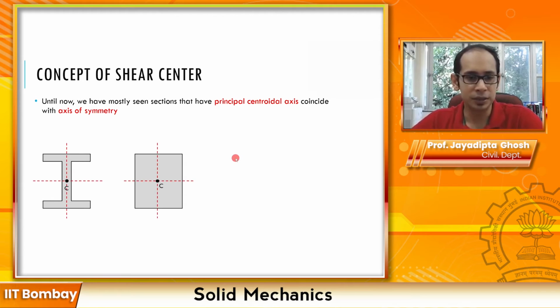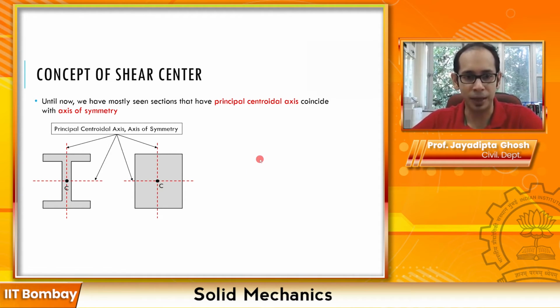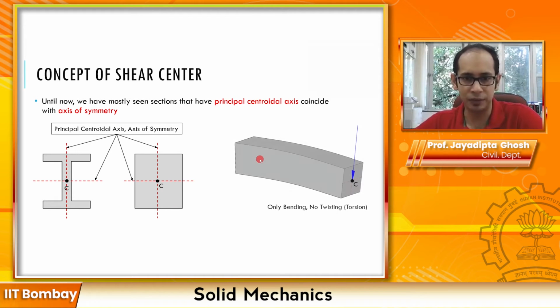Now these are the axes of symmetry, and your centroid is exactly at the center, and it splits the whole beam into symmetry about the vertical as well as the horizontal axis. Now for these sections, when you are applying a load exactly at the centroid, say this beam is fixed at this end over here, it is a cantilever beam.